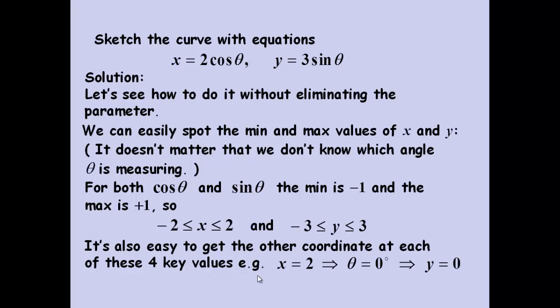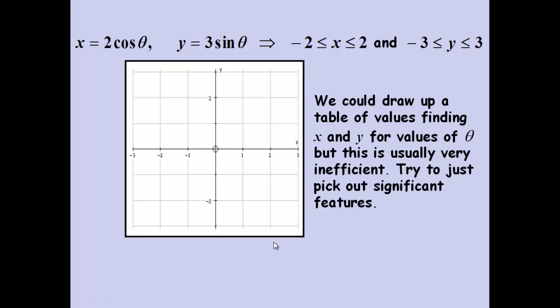If we look at the 4 key values where we get these maximum and minimums, well, the maximum for cos theta will be where theta is 0, and where theta is 0 then y will equal 0, won't it? So x will be 2 and y will be 0. We can continue this process for all these 4 key values. So pick out significant values. When theta equals 0, we get the point (2, 0). When theta equals 90, we get the point (0, 3). Because we would have 3 for y, wouldn't we? And cos 90 is 0, so x would be 0.